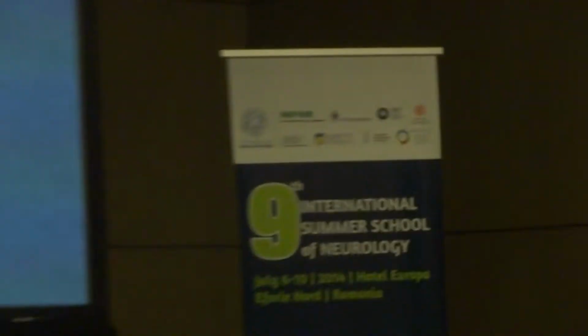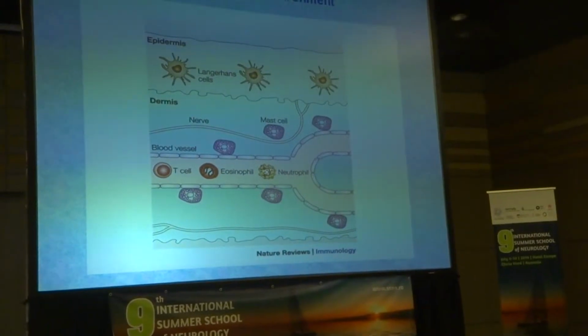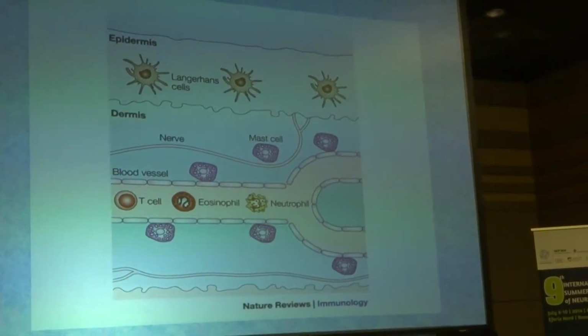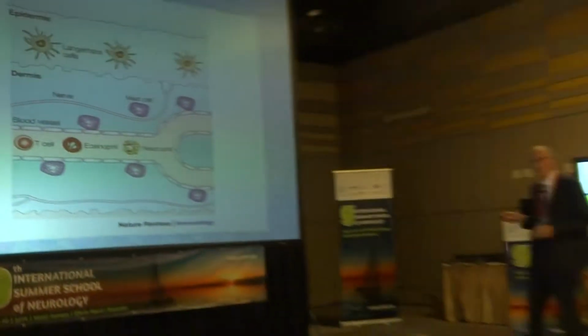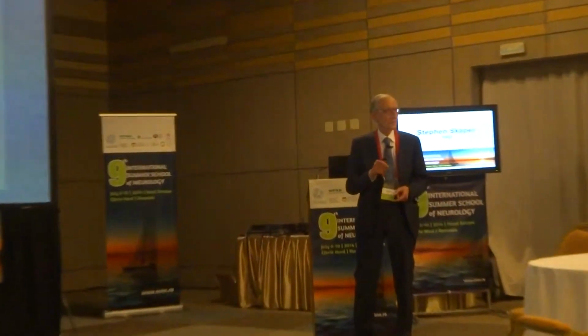Now, another feature of mast cells is that you find them in sites in the body which are close to the external environment. So you find them in the skin, when you have a mosquito bite and the site of the bite becomes red and swollen. That's due to release of histamine from mast cells in the skin.